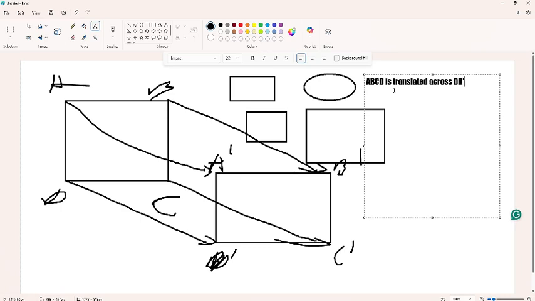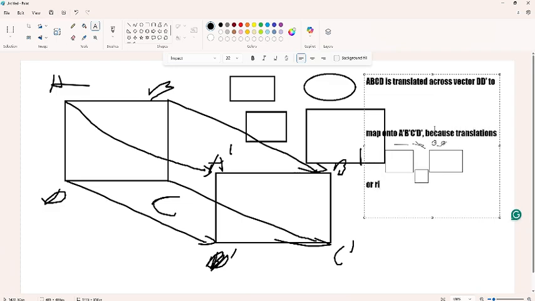vector DD prime to map onto A prime B prime C prime D prime. Don't forget the vector, because translations are rigid motions.